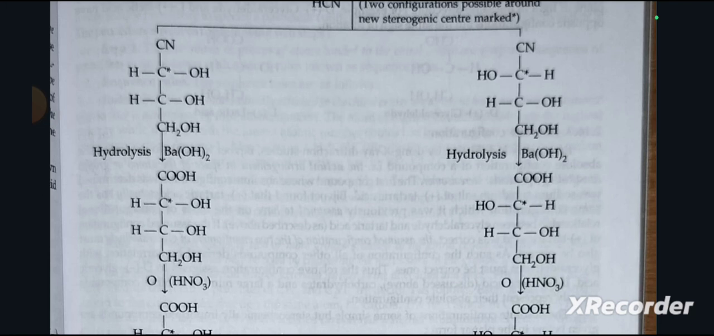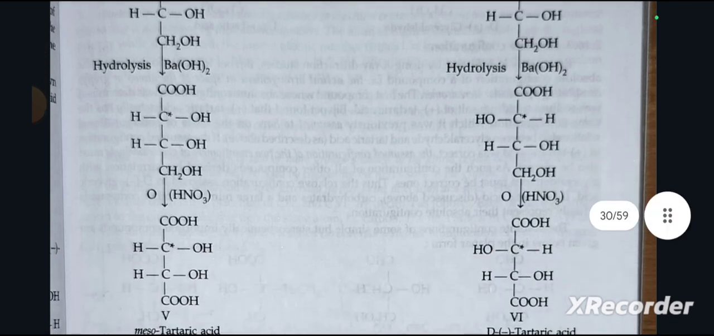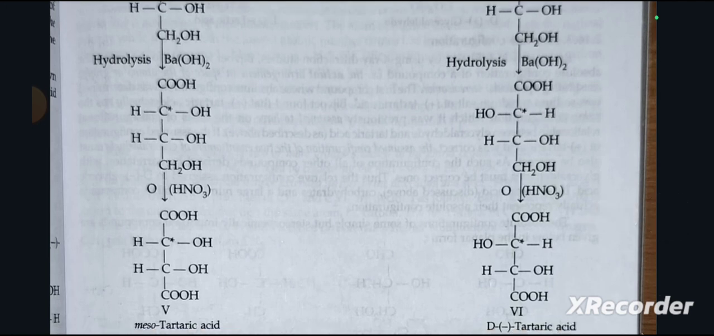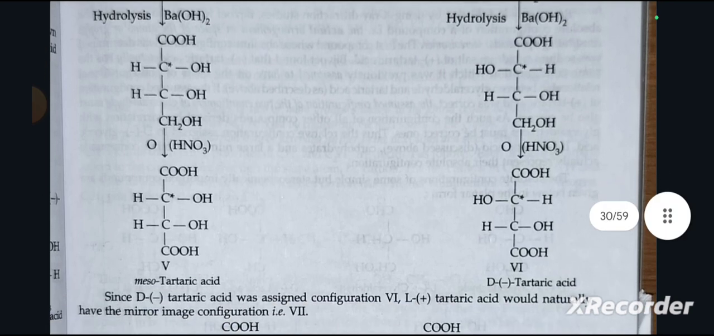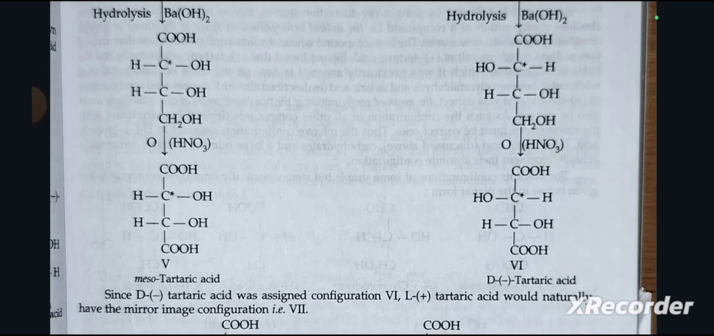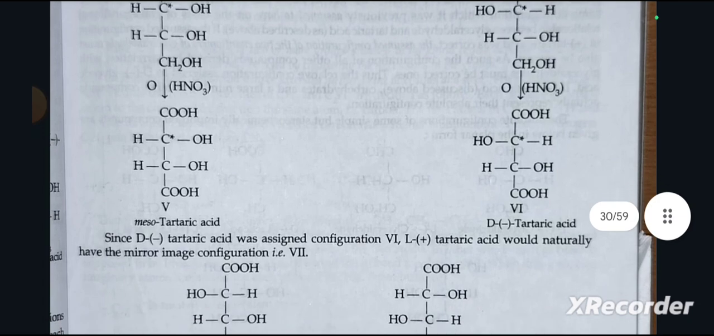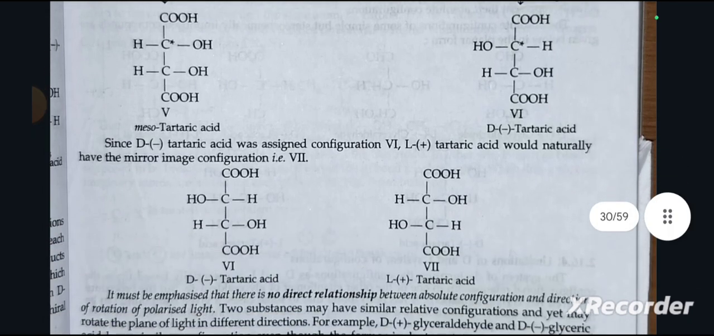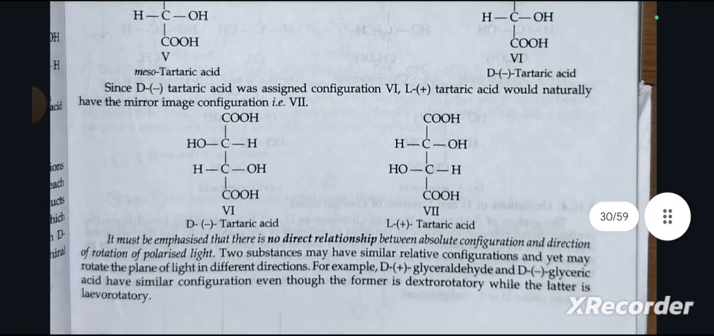CN, CH*OH, CHOH, CH2OH. Hydrolysis with Ba(OH)2 gives COOH, CH*OH, CHOH, CH2OH. In presence of oxidation, HNO3 gives COOH, OH, CH*, CHOH, COOH. Sixth, D(-)-tartaric acid.